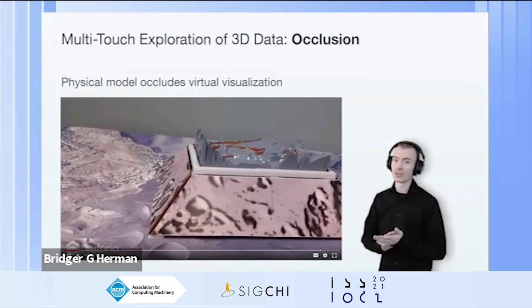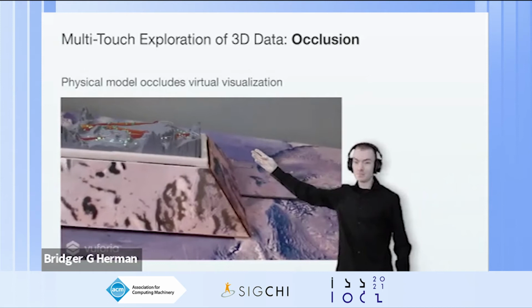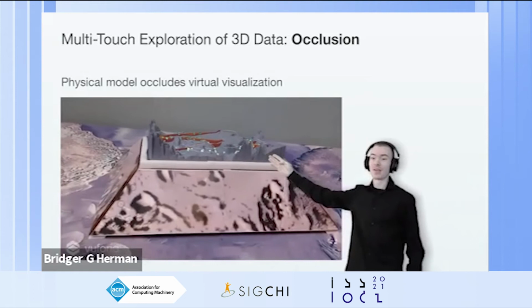It's also important to note that the physicalization does actually correctly occlude the virtual visualization. In particular, notice the peaks along the right. Here, the cutting plane will disappear behind them and then reappear on the other side of the actual physical object.